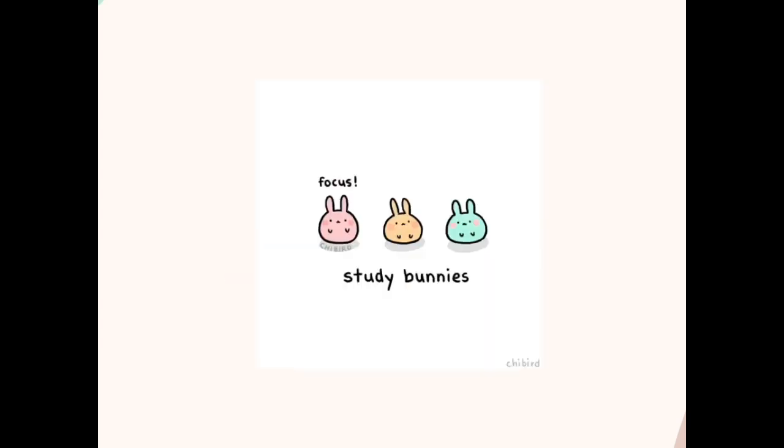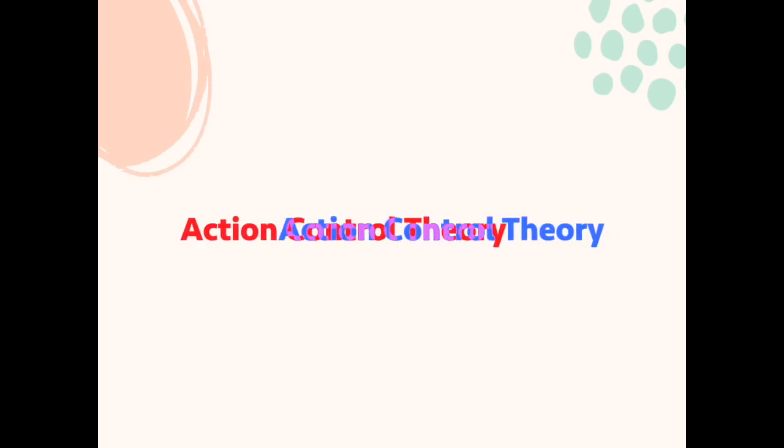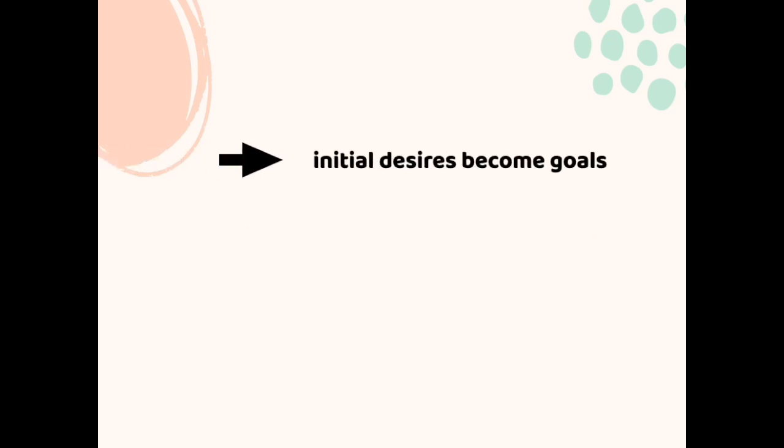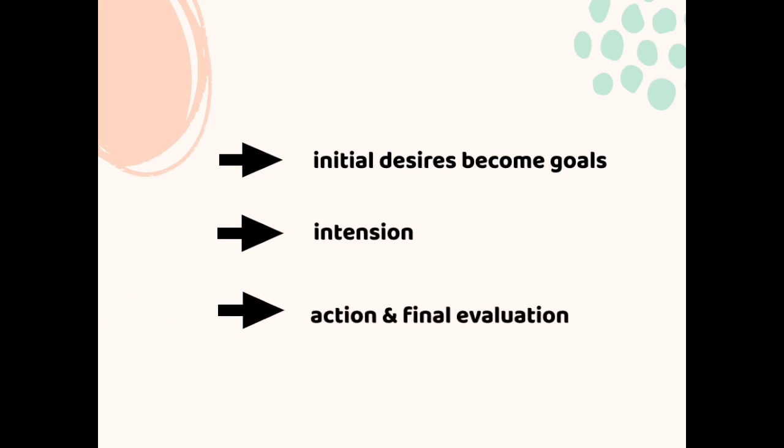As we've all heard, success in learning can motivate us to achieve even more. Motivation is also influenced by future goals. If someone enjoys traveling or meeting new people, they stick with language learning. Dörnyei and Ottó's theoretical model, based on action control theory, breaks down motivation into phases. Initial desires become goals, then intentions, leading to action and final evaluation.